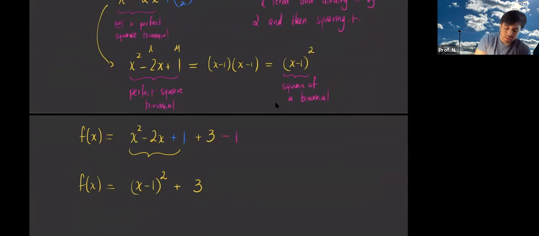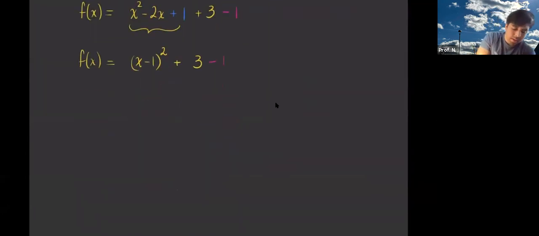Does everybody see that little step? I must subtract 1. Why? Well, what's 1 minus 1? 0. So in a sense, because I added 1 and I subtracted 1, I added nothing. So I have not changed the function itself. I've only changed the way it looks. So now the result will be what? f of x is equal to x minus 1 squared plus 2. And I'm done.